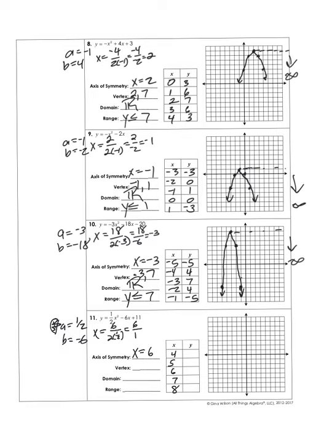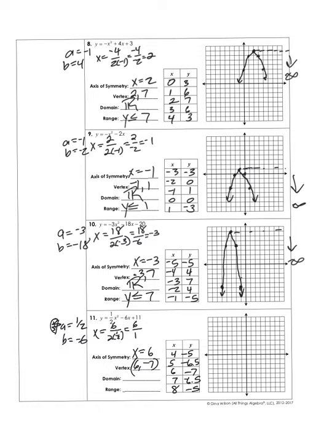Let's go to our table, put the equation into your y equals, and hit second table. If you do that, you should get these values for y from your inputs. It's going to be negative 5, negative 6.5, negative 7, negative 6.5, negative 5. Okay, so the vertex is at 6, negative 7.